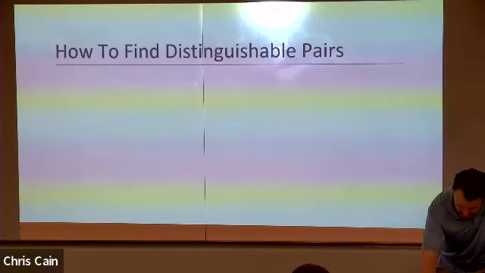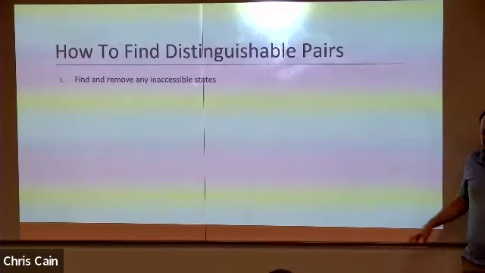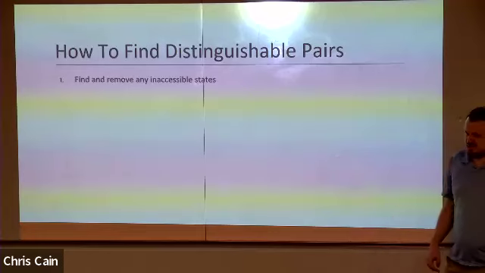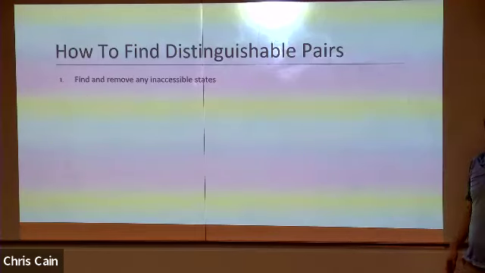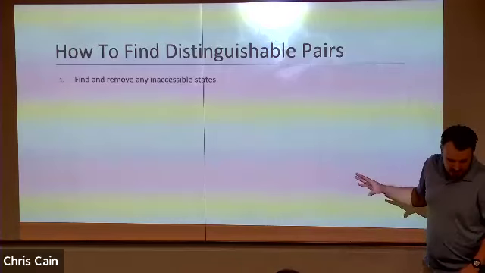So the first part of this is to find and remove any inaccessible states. And this is why when I introduced you to the first example, there was such a state that we could not reach. It seemed ridiculous when you looked at it, but these are states that we just don't even want to consider. So how would we do this?